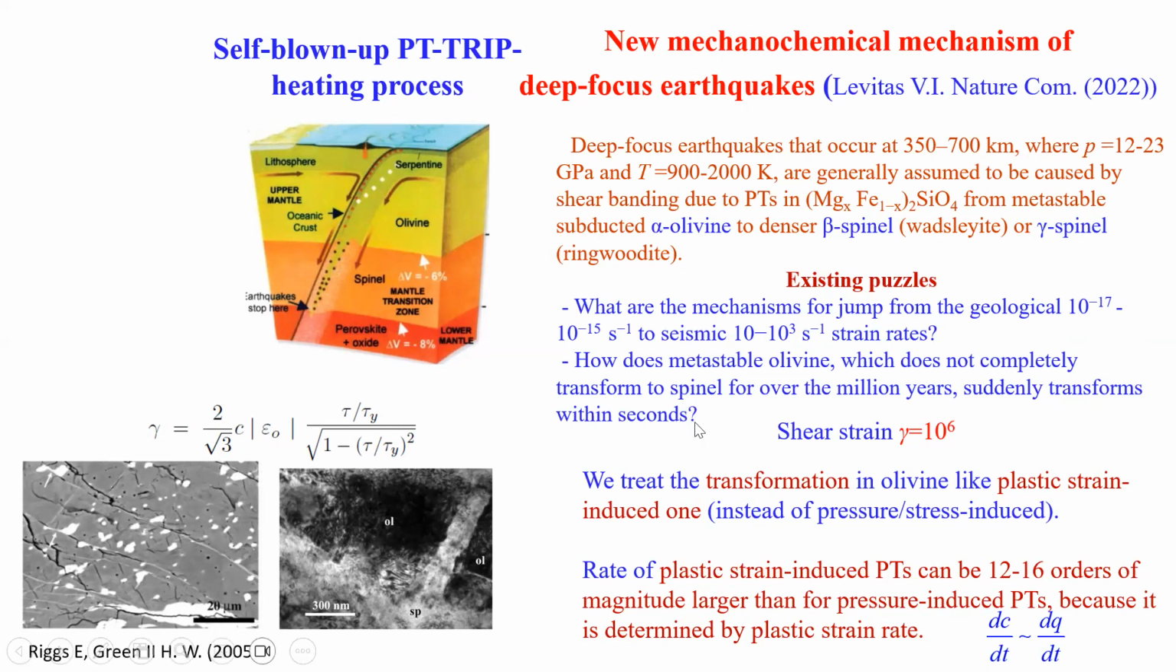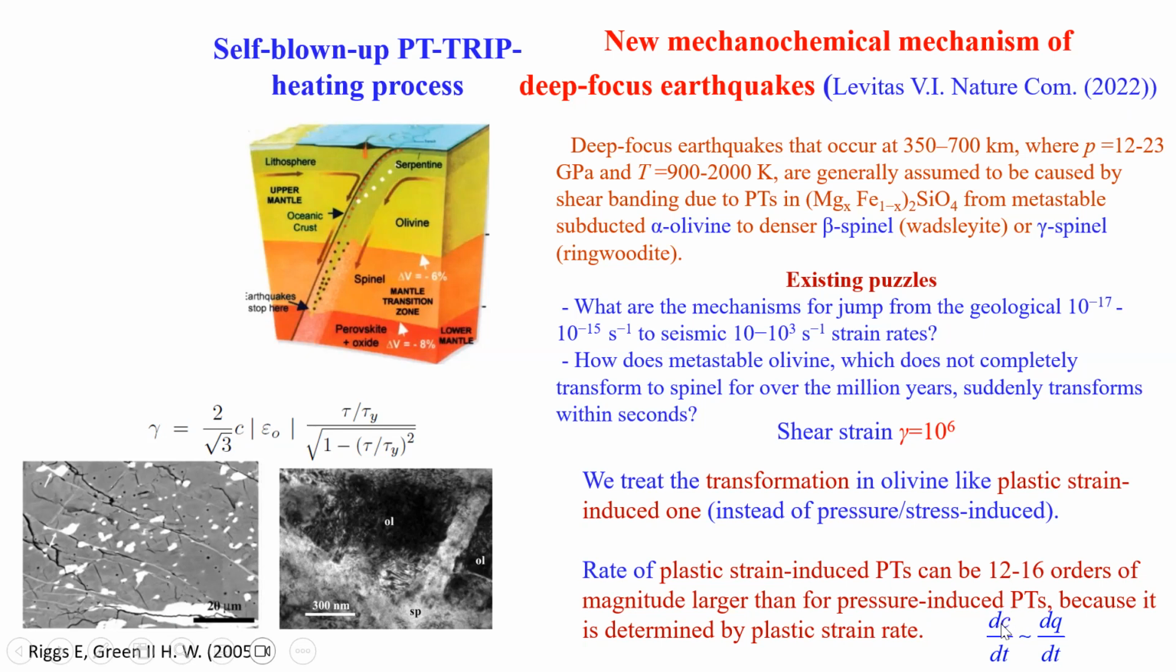We introduce several new concepts and resolve this and several other puzzles. The main point is that we treat the phase transformation from olivine to spinel as plastic strain induced, not pressure induced and temperature induced, but plastic strain induced, which was never done for any geological material. And that means that we have to use our strain-dependent kinetic equation instead of the traditional pressure and temperature-dependent kinetics.